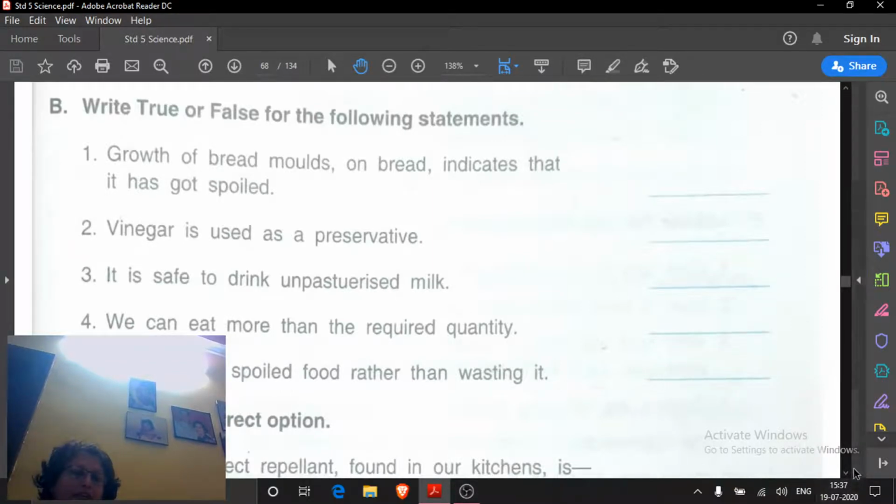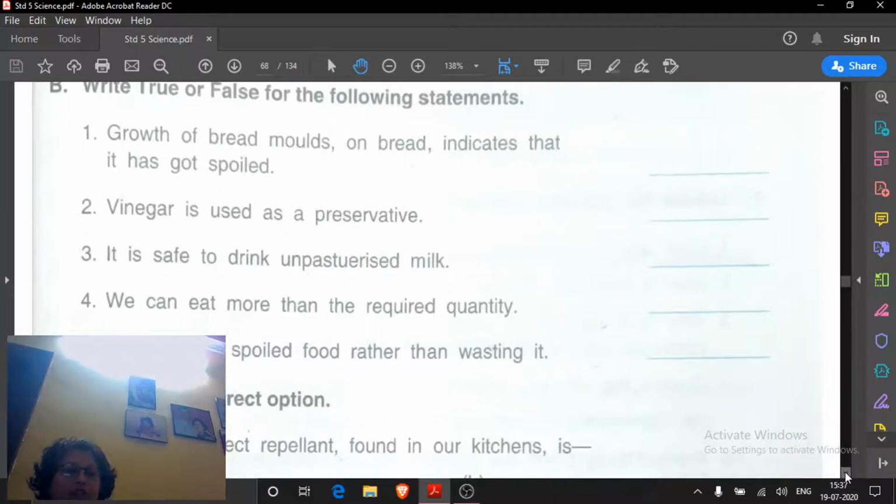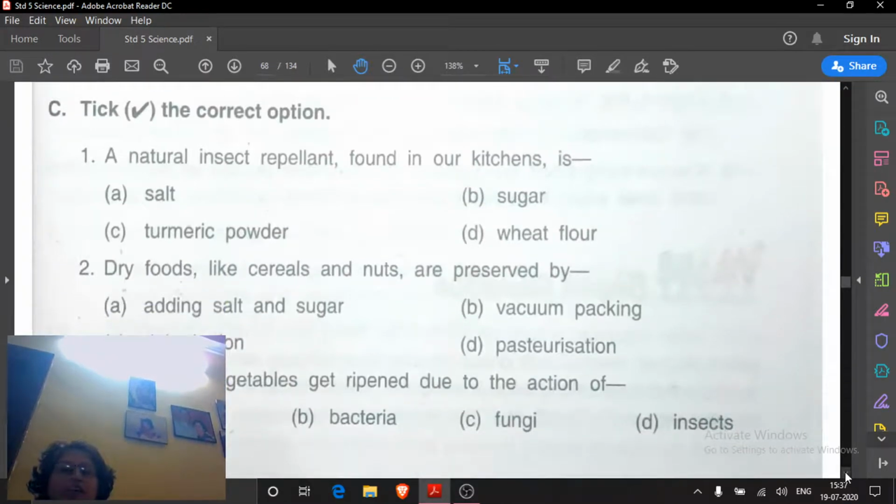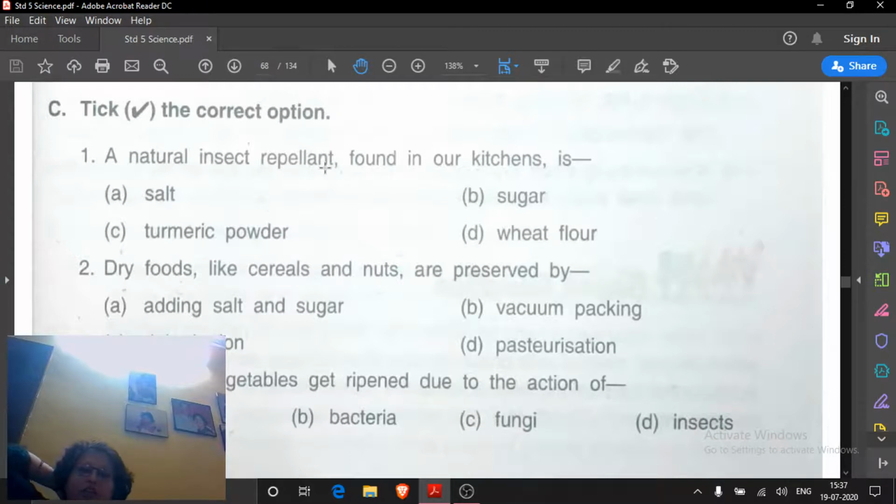Then next is pick the correct option. In every question, 4 options are given. You have to pick one option which is correct. Here you see, a natural insect repellent found in our kitchen. These items are found in our kitchen. 4 items are written: salt, sugar, turmeric powder and wheat flour. What is the question? A natural insect repellent found in our kitchen is what?